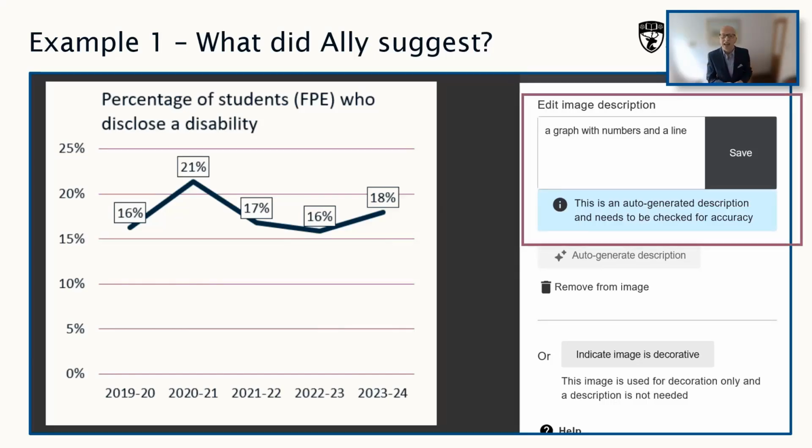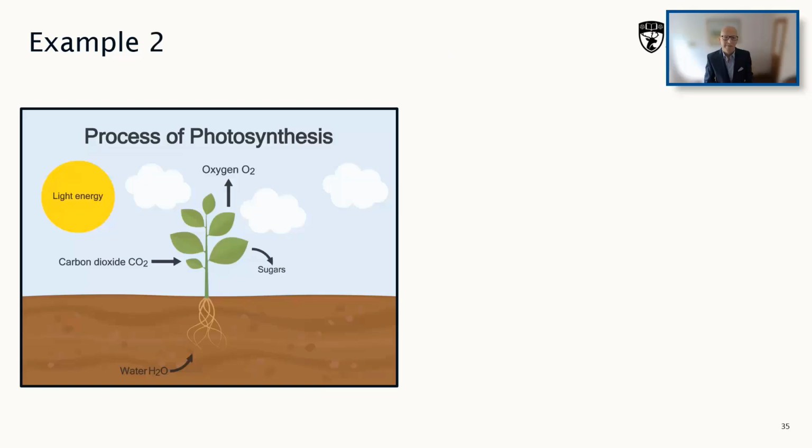Last week, a new feature of the AI Alt Text Assistant was launched for Ally. I've turned it on in our testing environment, and for the same graph, it gives the following suggested alternative text: a graph with numbers and a line.